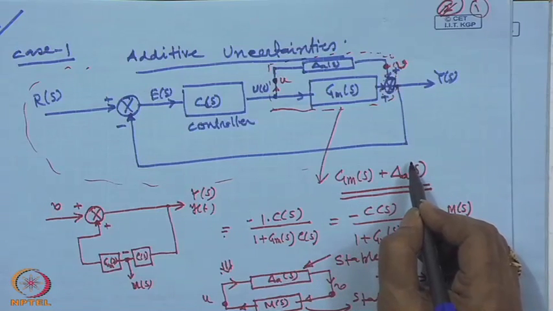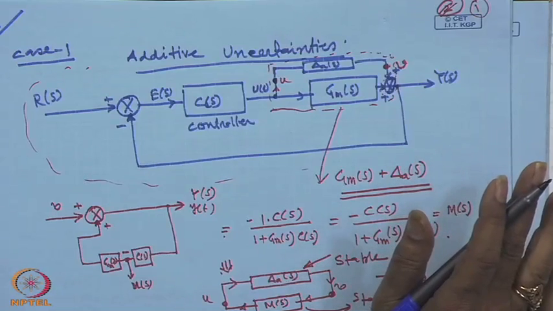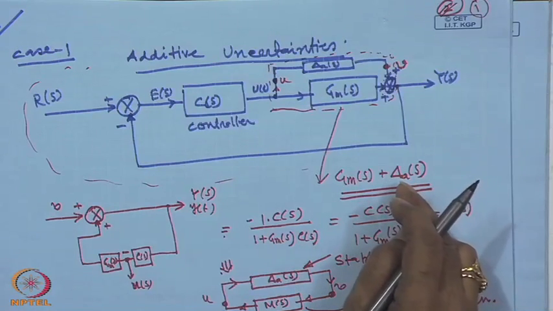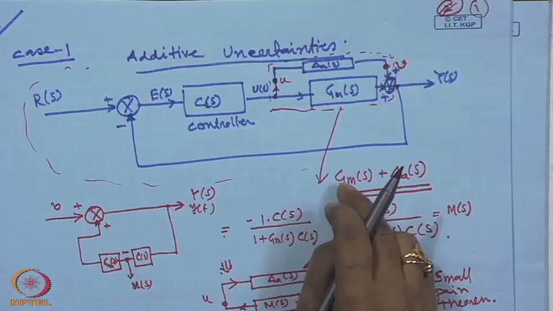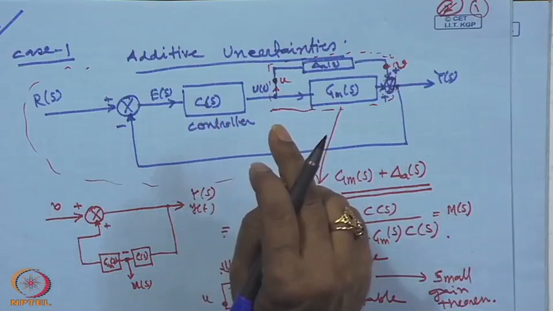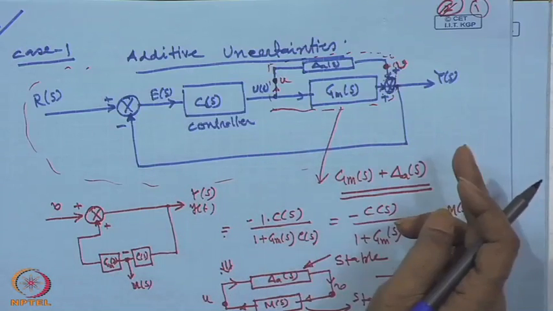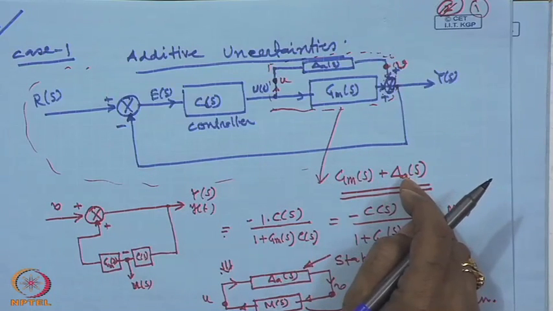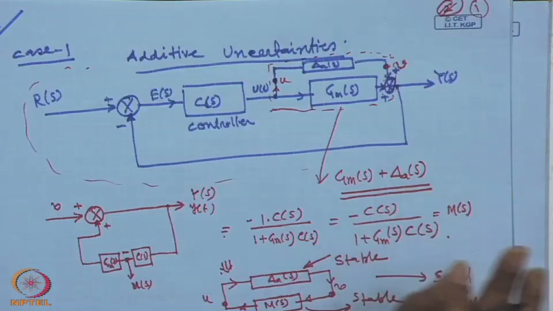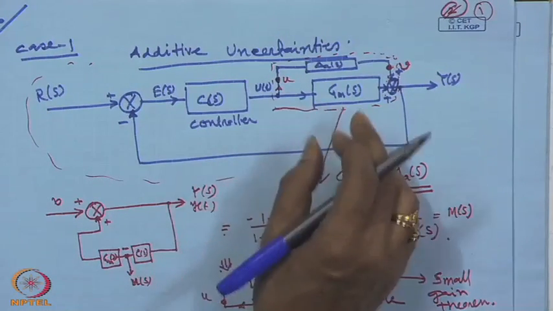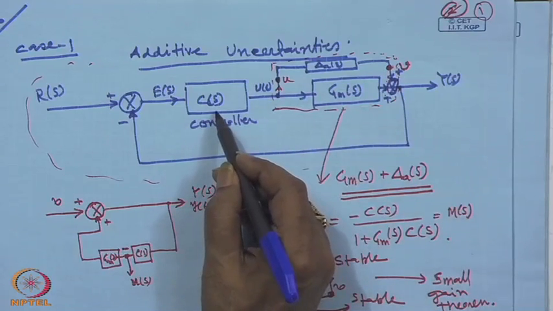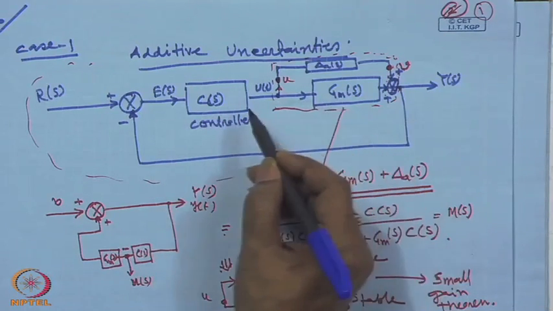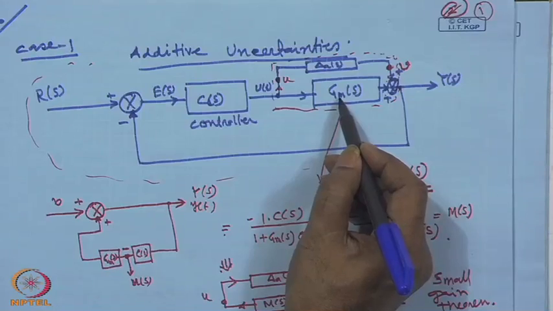We have made an assumption that delta A(s) is a stable one. One can find out the upper bound of delta A with the knowledge of the plant model and the actual system frequency response and plant model frequency response. From that you can find out the upper bound of delta A. Anyway, how do we study the stability of this system in presence of that controller, where the controller is designed considering the plant model?